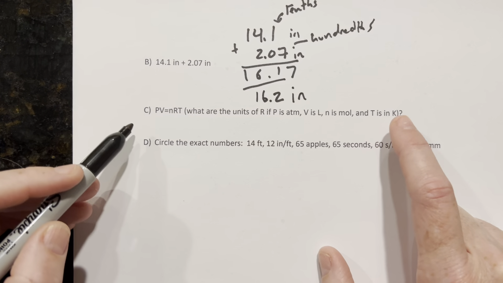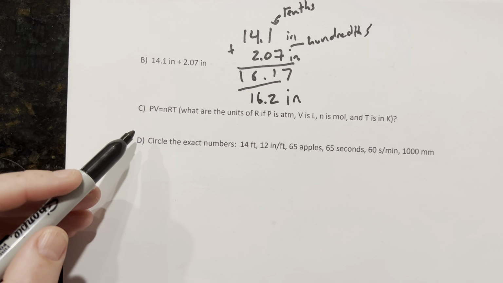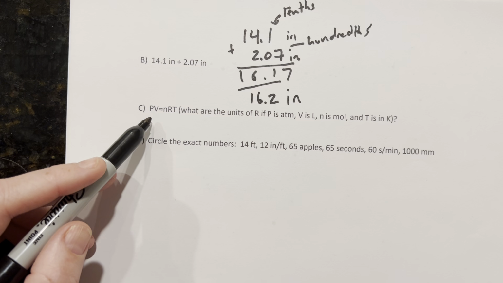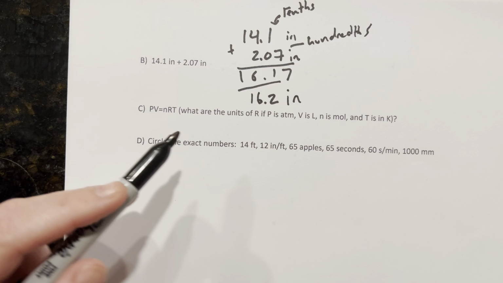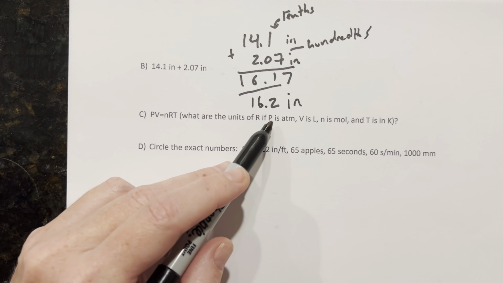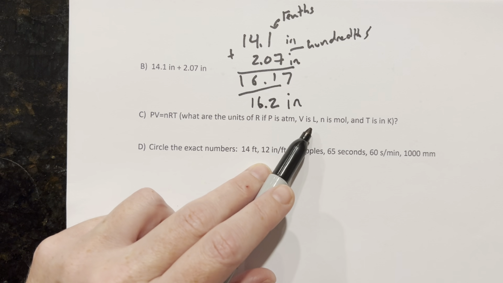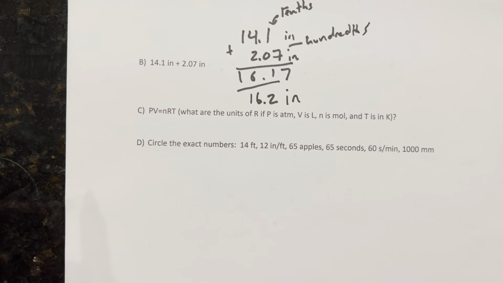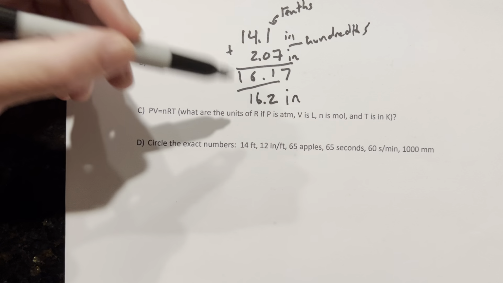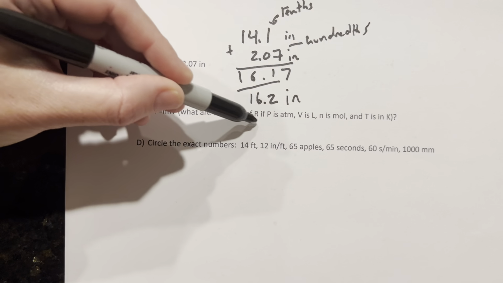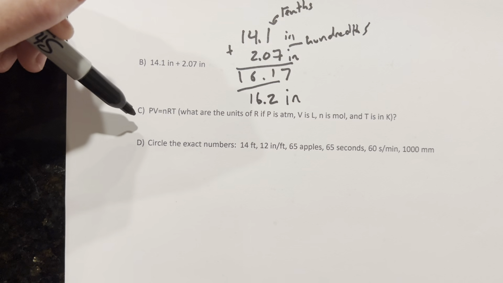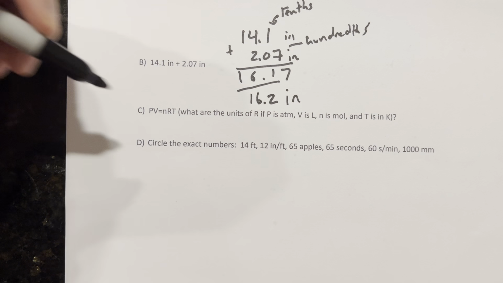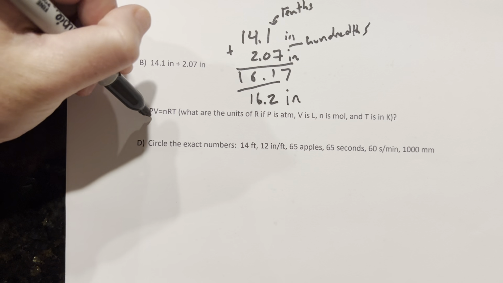I'm kind of glad I asked this question. It has you set stuff up and say, what are the units of R? If P is in atm, V is in liters, n is in moles, T is in what's called Kelvin. First we're looking for the units of R, so I'm going to arrange this equation so that I have R all alone on one side. So I'm just going to divide by n and T on both sides.